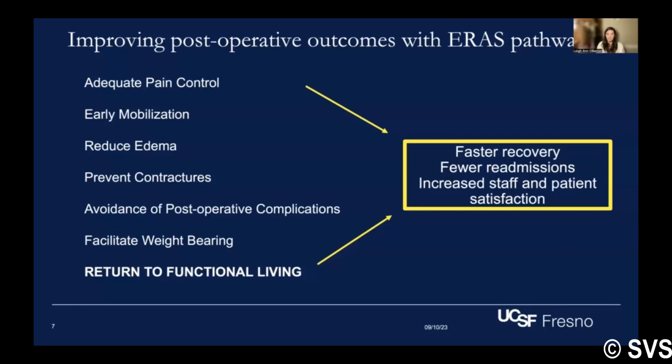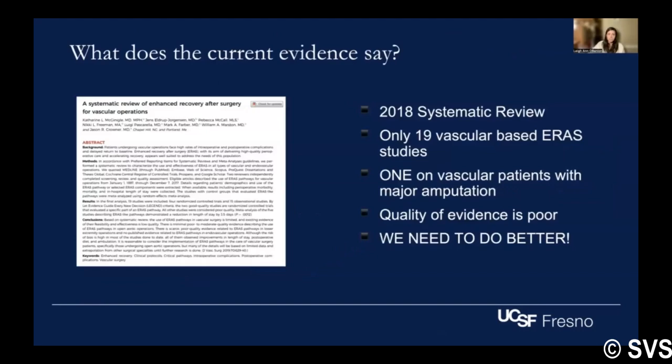ERAS has been widely used in other surgical subspecialties with a lot of success. Specifically in patients with major amputation, the aim of an enhanced recovery after surgery pathway is to have adequate pain control, early mobilization, reduction of edema, prevention of contractures, avoidance of postoperative complications, and facilitating weight bearing, all with the goal of returning to functional living. Hopefully this leads to faster recovery, fewer readmissions, and overall increased staff and patient satisfaction.